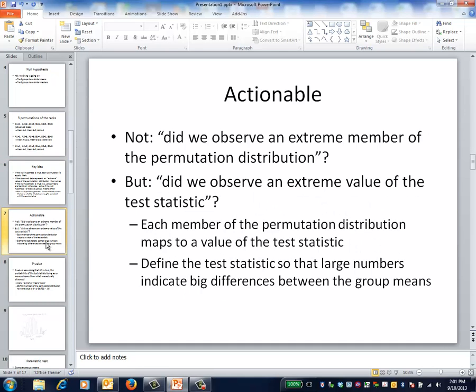It turns out that asking whether the data are extreme is difficult to operationalize. Instead, we can get at the same idea by asking whether the test statistic is extreme. Here, the test statistic is the difference between the group means. The observed value of the test statistic is +3, a positive sign indicating that the mean rank from group B exceeds the mean rank of group A.